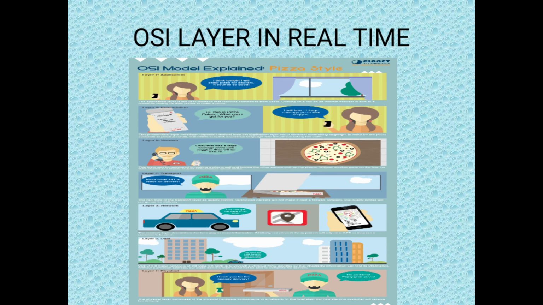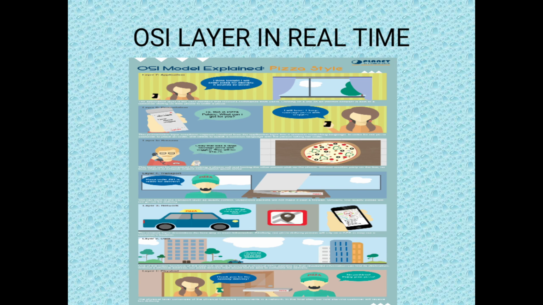And this is a real-time example for the OSI layers. Consider when we order a pizza. If I feel hungry, I will plan to order a pizza for my dinner. That is at the topmost. So at that time, I will type or text a message or call the person to order the pizza. Then the pizza holder receives my message.